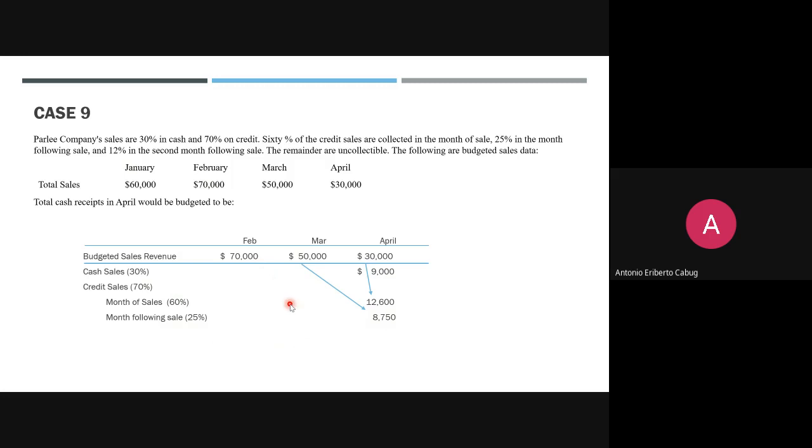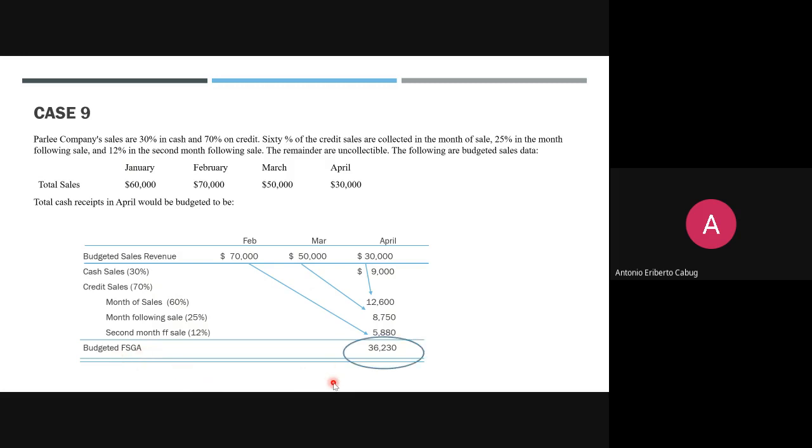So yung interest natin dito, yung galing kay February. 70,000 times 70% is 49K. 12% of that will be collected in April. When you add up all of these items, you would have the following, 36,230. So your budgeted, sorry, mali yung labeling. This is supposed to be budgeted cash collection. Your budgeted cash collection is 36,230. Okay? So very good, marami naman yung tumama. Again, this is supposed to be budgeted cash collection.